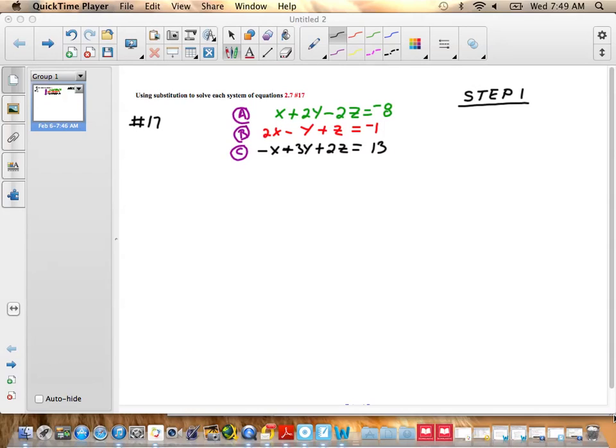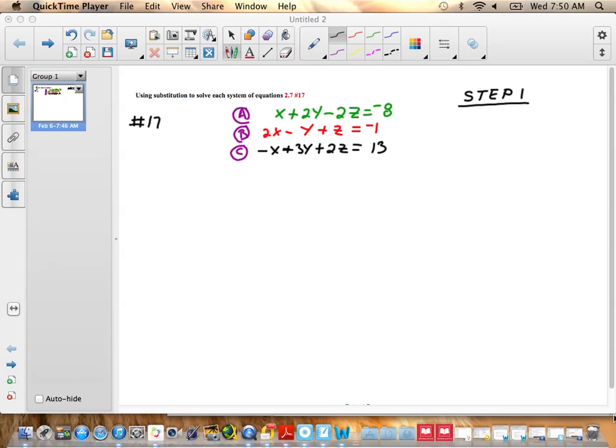Number 17. So we're taking a look at number 17, and we're using our substitution method here to solve each system of equations. We have 3 equations with 3 variables. Each equation I've listed in a different color, and I've just put A, B, and C. The only reason I put that is as we go through the problem to help you follow along. So instead of referencing an entire equation, I can just say equation A. It's just so we have a reference point to move this along.